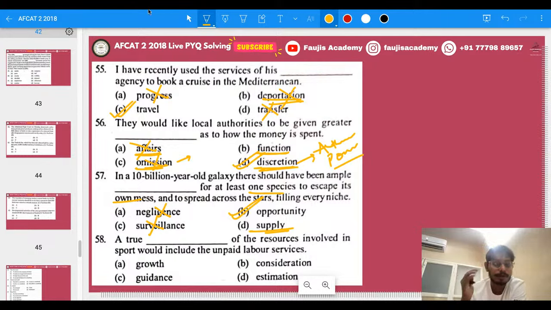A true dash of the resources involved in sports would include the unpaid labor services as well. A true growth of resources involved in sports, like how many resources are being used in sports, the estimation of which. Is it growth, consideration, or guidance? A true estimation. The answer to 58 will be D. Yeah guys, none of you are answering. Why are you not answering? Please answer.